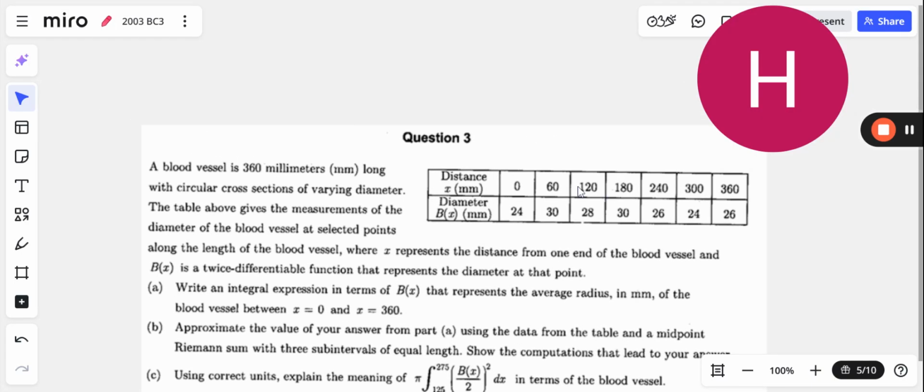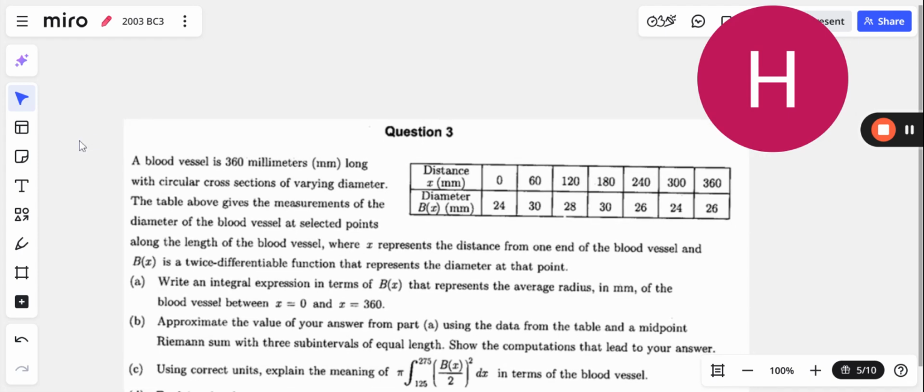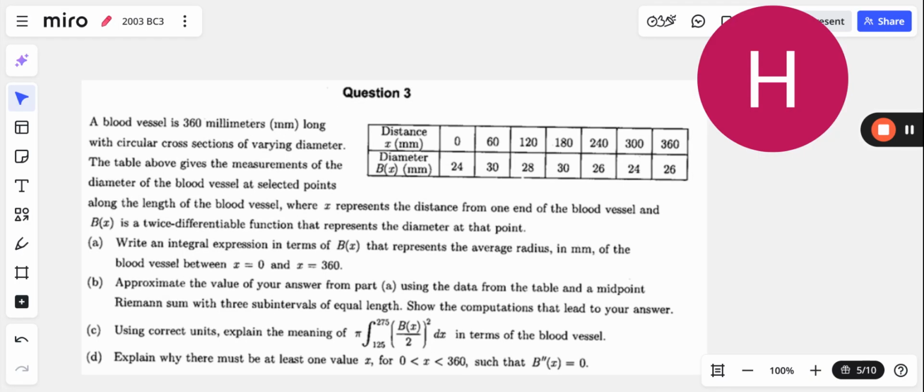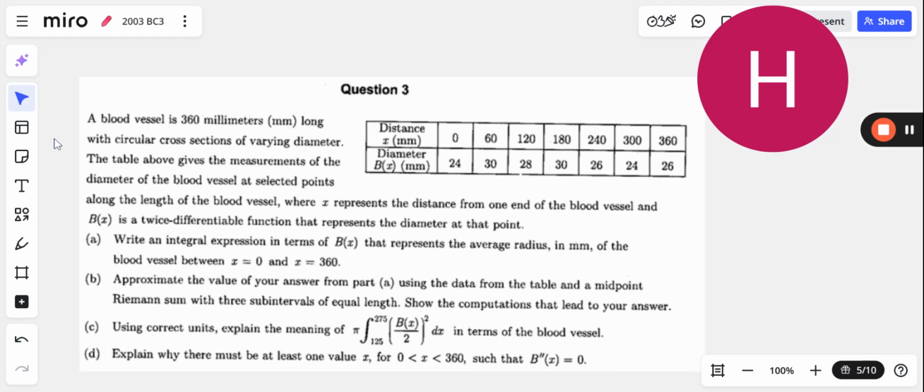Today we have a problem from the 2003 AP Calculus BC exam. And we're going to be using a chart here, as you can see. We're going to be asked some questions, including using Riemann approximation and a couple of other things. Okay, now let's get started, shall we?